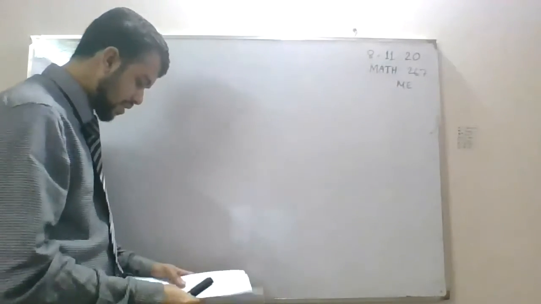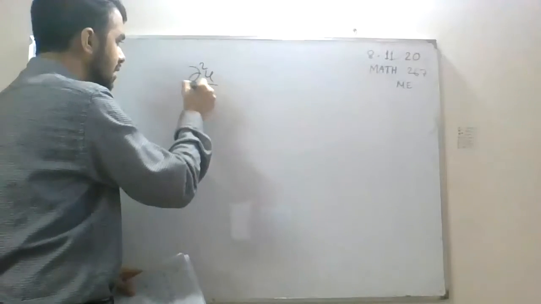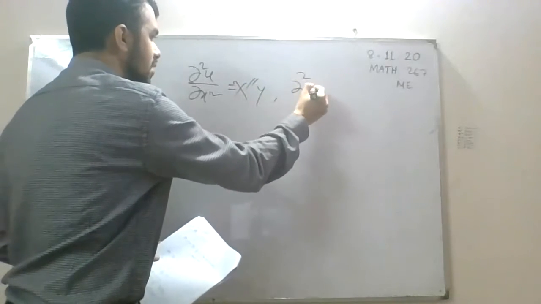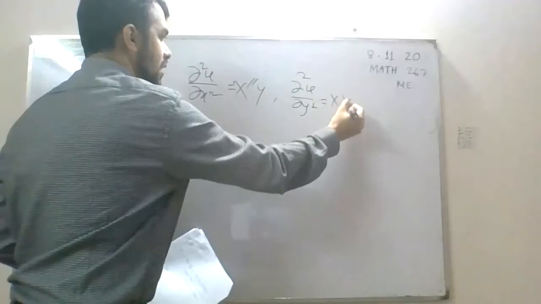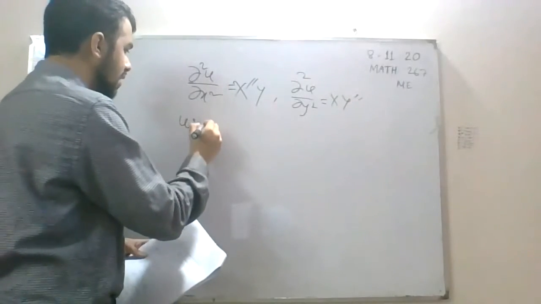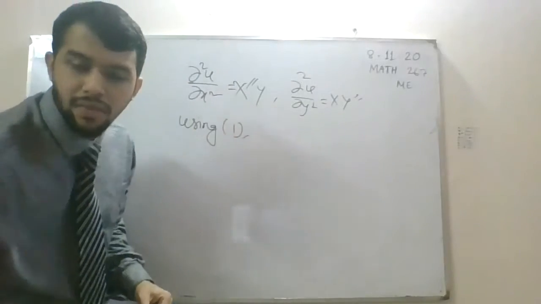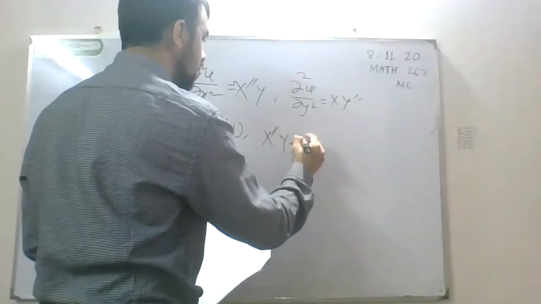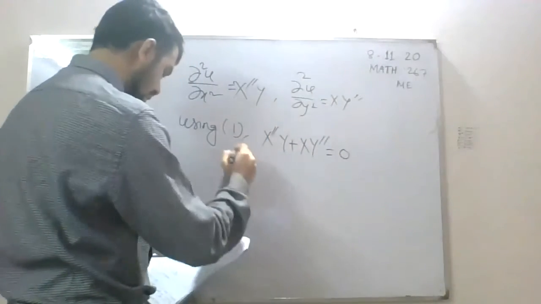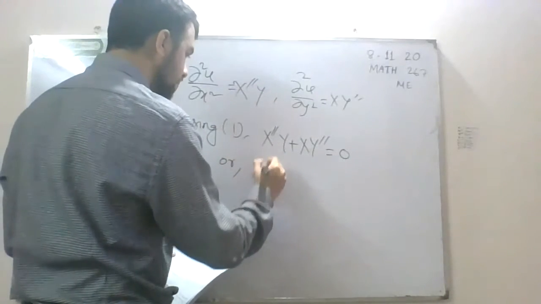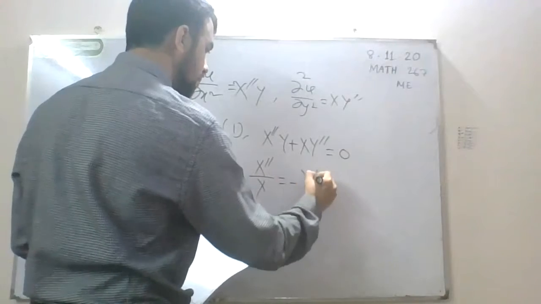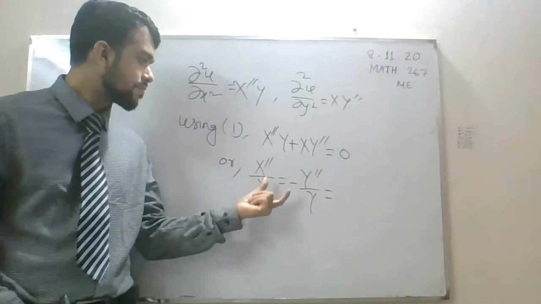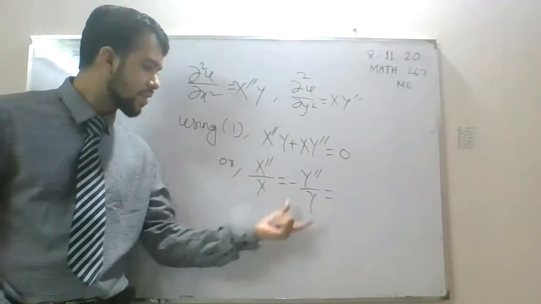So we just saw in our previous classes that del square u by del x square you can write as X double prime Y, and del square u by del y square means X Y double prime. After that, using equation 1 you can get X double prime Y plus X Y double prime equals to zero, and from here you can say. Let me ask something: what will be the constant term for this fraction?